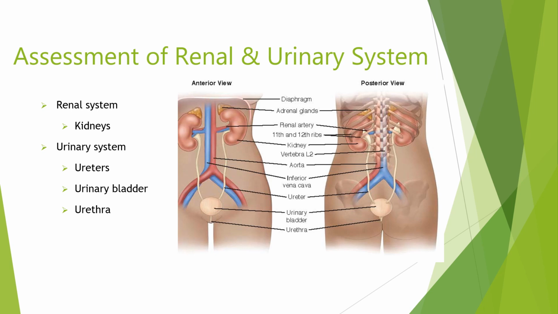The kidneys perform the following functions essential to maintain homeostasis in the human body. 1. Excretion of waste. 2. Regulation of fluid and electrolyte balance. 3. Regulation of acid-base. 4. Regulation of blood pressure. 5. Secretion of erythropoietin for red blood cell production. And 6. Activation of vitamin D. The urinary system provides the storage and passage of urine, promoting continence and facilitating voiding.